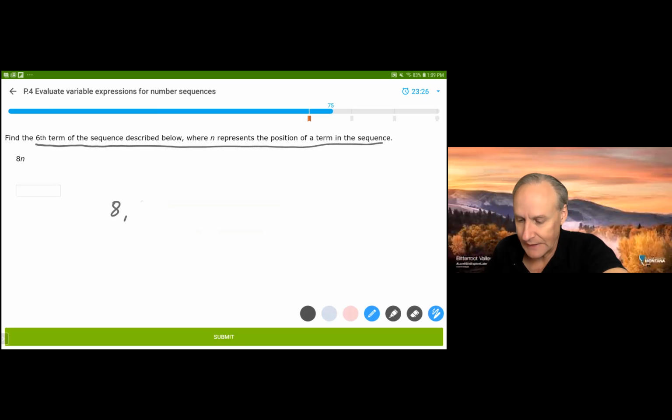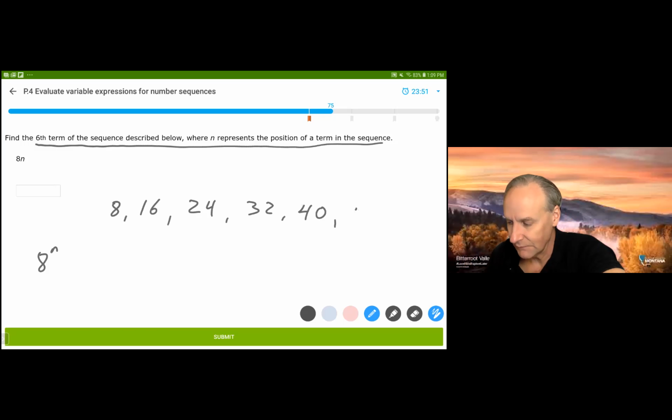And then we're going to add 8 each time. It could get confusing because 8 to the n, we would be multiplying by 8 each time, and 8n means we're adding 8 each time, which is 8 times 2 is 16. And 8 times 3 is 24. And 8 times 4 is 32. And 8 times 5 is 40. And 8 times 6 is 48.